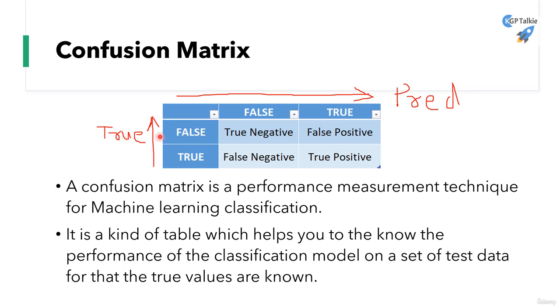So in this, what happened? The true nature is false and the prediction is false, so it's a true negative. The true nature is false, but the algorithm predicted true, that is why it becomes a false positive. The true nature of the data point is true, but the algorithm predicted false, that means this is a false negative, it predicted wrongly as false. And then the true nature and the predicted value were both true, that is why it becomes a true positive.